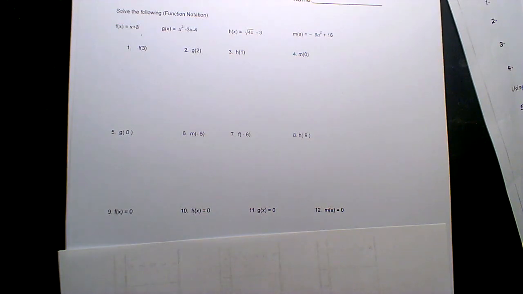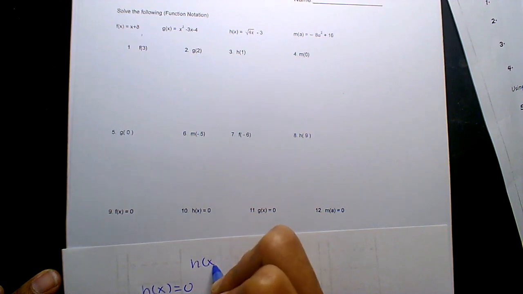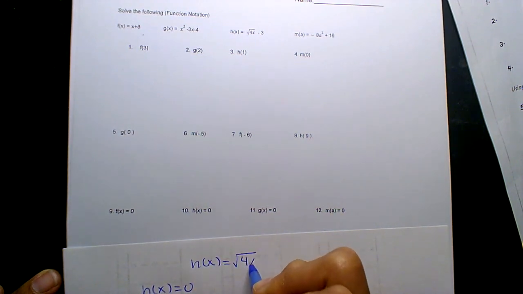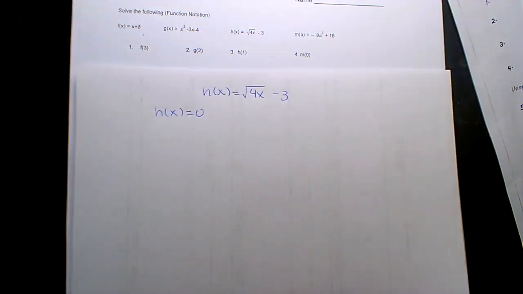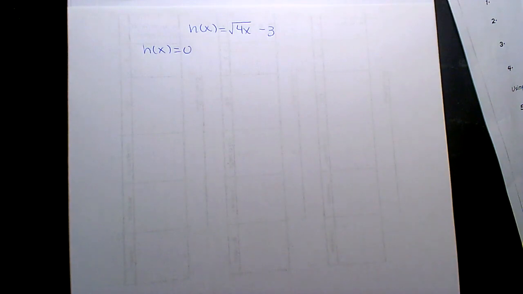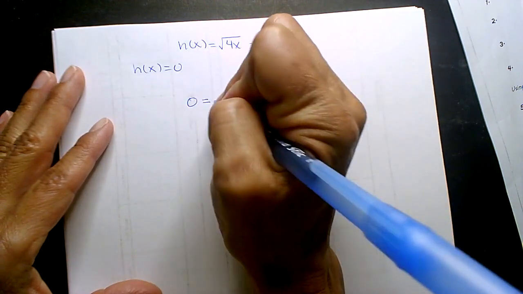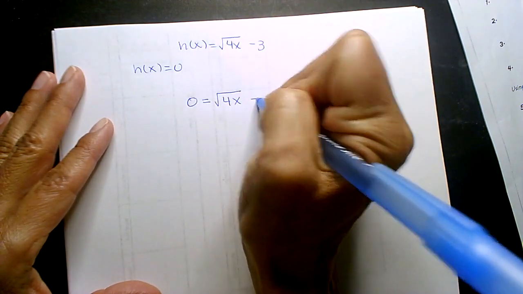Okay, h of x of 0. Hold on, let me copy this so I can write big. Okay, you guys have to solve for the input value when the output value is 0, which means you're solving for the solutions or the zeros. Okay, so 0 is equal to the square root of 4x minus 3.